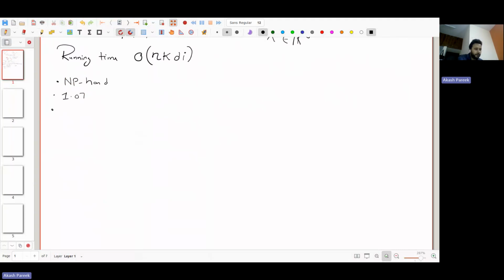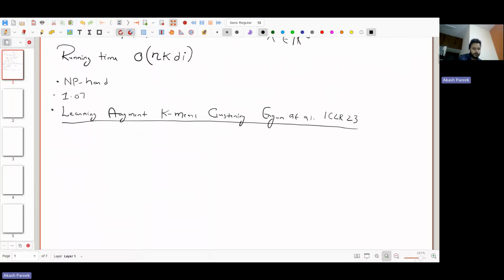So the paper that we're talking about right now is called Learning Augmented K-means Clustering by Ergun et al. This is in ICLR 23. We will be discussing this paper, and what they have done.